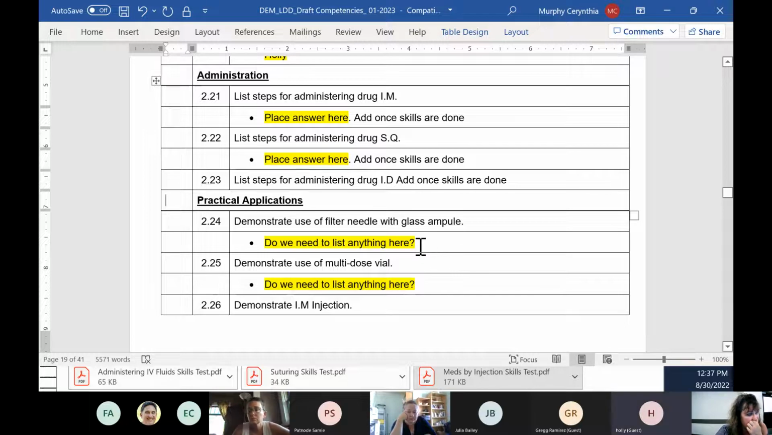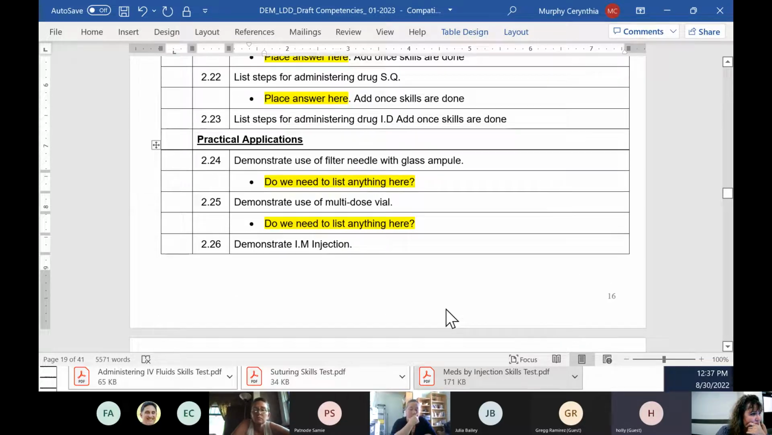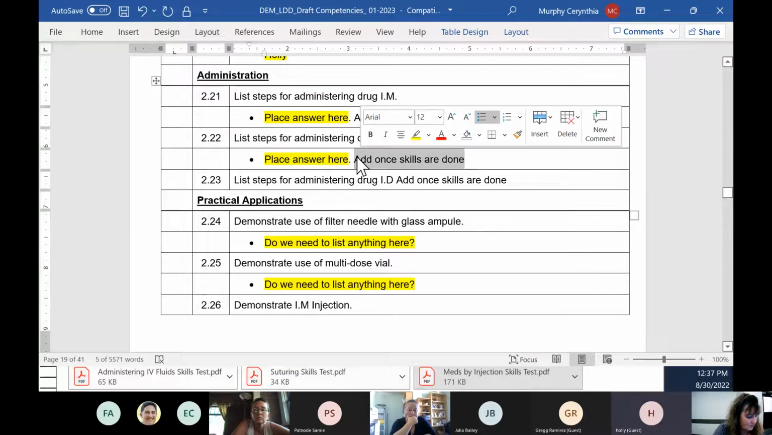All right. So practical applications. If this is the competency guide for the written exam, I would separate this out, because these are not going to be helpful to somebody unless it's in the things you're going to be tested on in your skills exam. That's what this is. Okay. So filter needle with glass ampoule will be included, multi-dose vial will be included. IM injection on a very muscular grapefruit will be included, subcute. I don't think we need to list anything there unless we want to say see the exam for what they need to know.